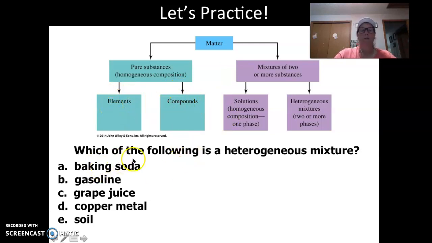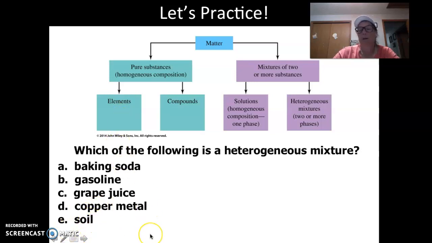That's it. So our question is, which of the following is a heterogeneous mixture? I'm looking for something, first of all, that's a mixture. It's not always the same composition. And I'm looking for something that's not so well mixed together. Well, baking soda is actually a compound. Gasoline is a solution. It's a well-mixed mixture. I hope you don't see chunks when you put gas in your car, because I wouldn't put that in my car. Grape juice doesn't have any pulp, so that'd be a well-mixed mixture, a solution. Copper metal, that's an element.